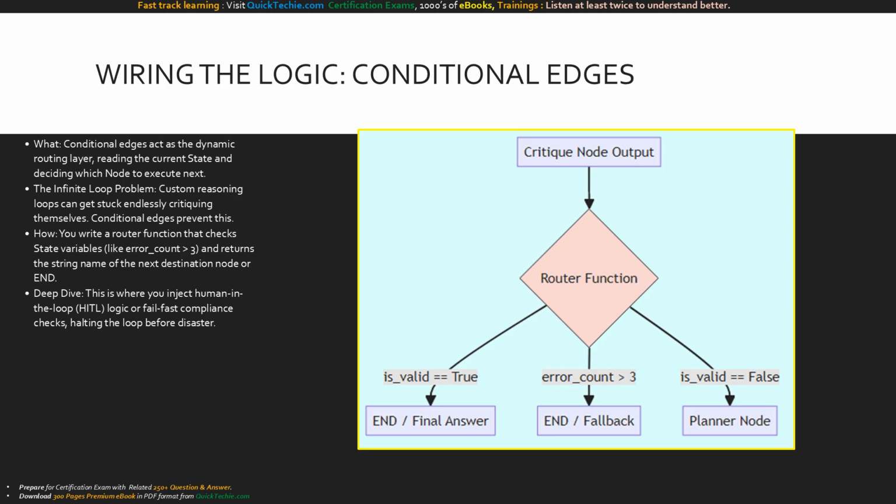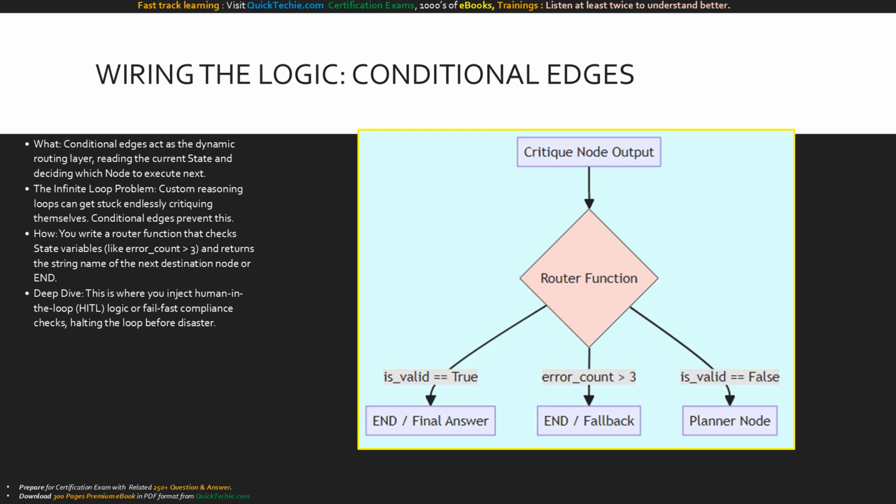Building a loop from scratch introduces the risk of infinite loops: your agent might critique and refine endlessly, draining your API budget. Conditional edges solve this. Your router function can check the error count in the state. If it exceeds 3, it routes to the end node, returning the best draft. This is also exactly where you inject fail-fast compliance checks or pause the execution to ask for human approval.